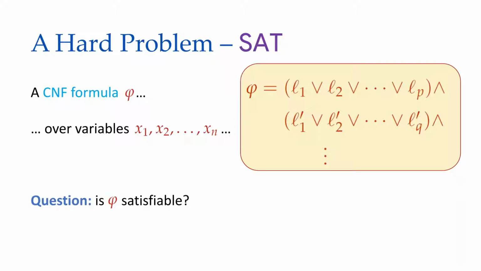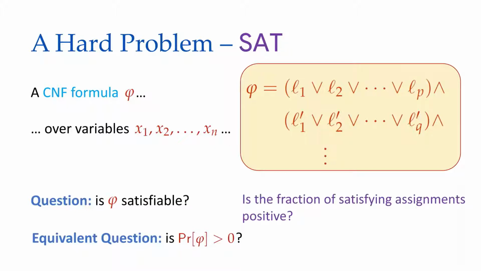An equivalent way to pose this question is to ask if phi is true with positive probability, given a uniform random assignment to its variables. This Pr[phi], probability of phi notation, just denotes the total number of assignments which satisfy phi divided by 2 to the n, the total number of possible assignments to the variables of phi. In other words, it's a count of satisfying assignments normalized to be some fraction between 0 and 1.